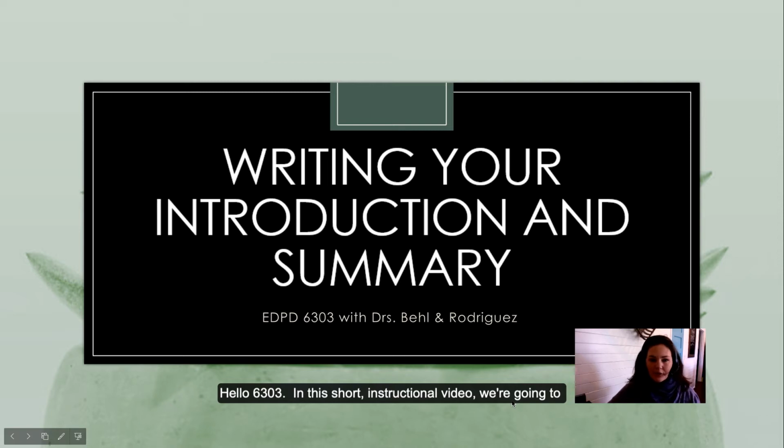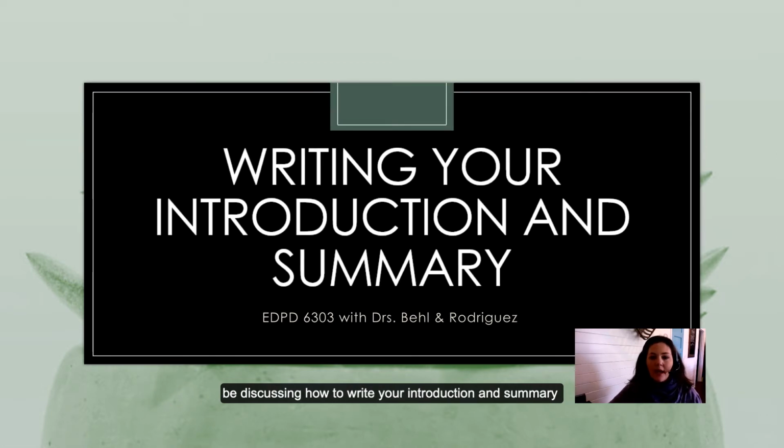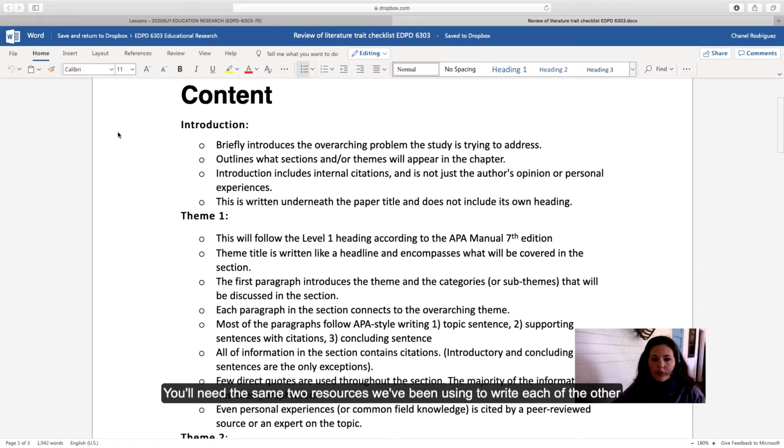Hello 6303. In this short instructional video, we're going to be discussing how to write your introduction and summary, which are the last two sections you will need to write for your review of literature this semester. You'll need the same two resources we've been using to write each of the other sections this semester, and those resources are the Review of Literature Trait Checklist and Student A's sample paper.